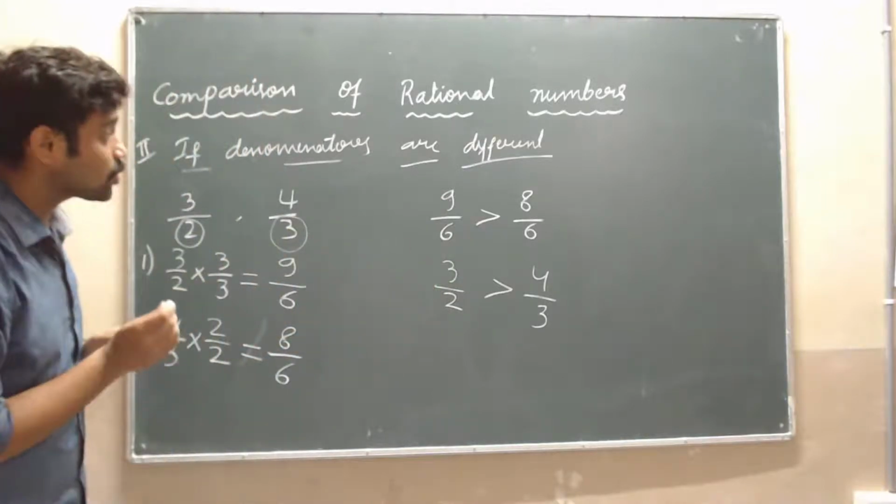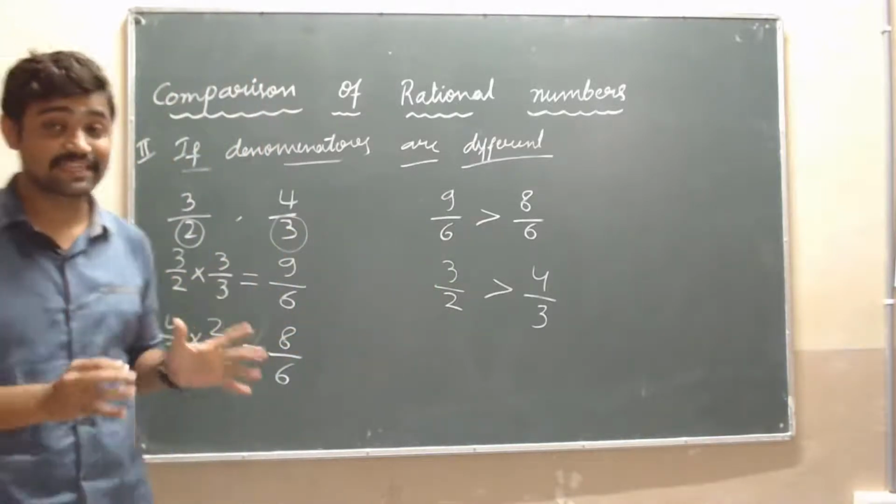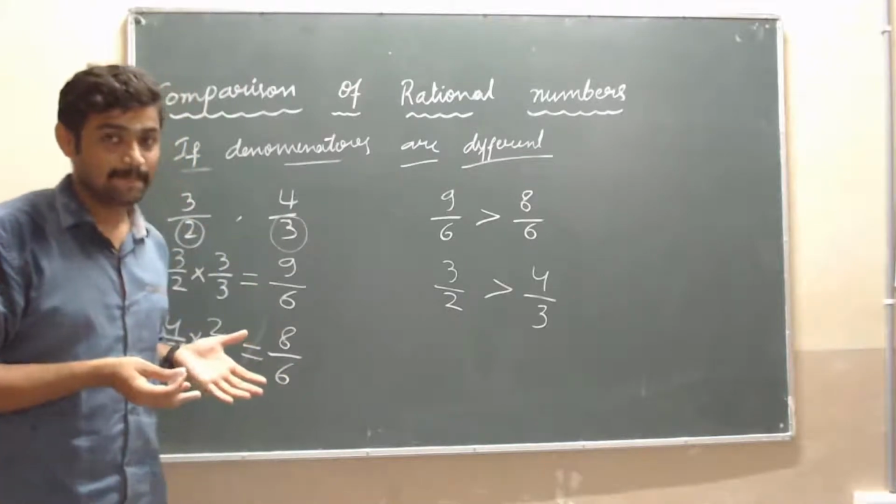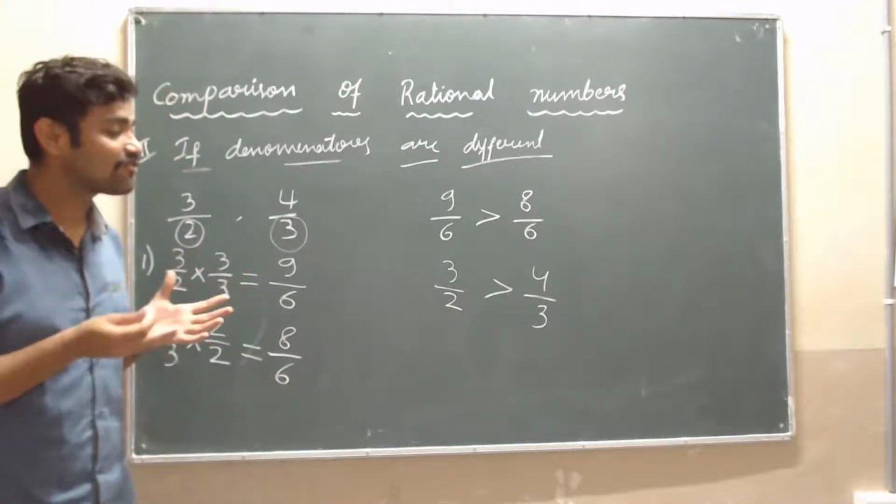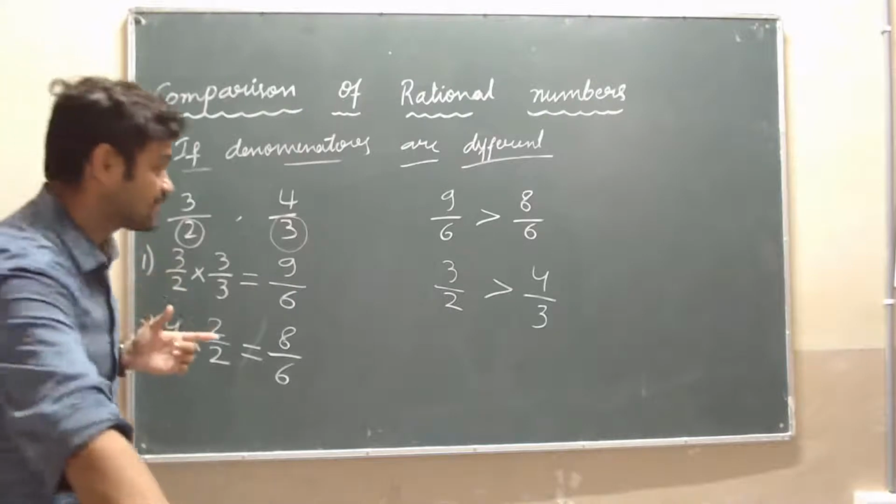Okay, this is how, if the denominators are different, we compare the rational numbers. Okay, sir, what if there are 3 or more than 2 rational numbers? How do we compare these numbers? Okay, I will tell that method also.